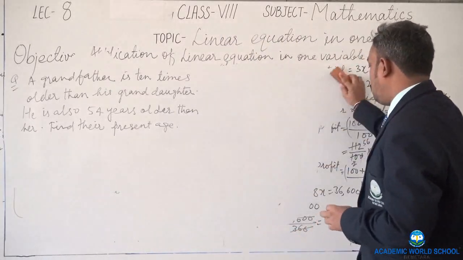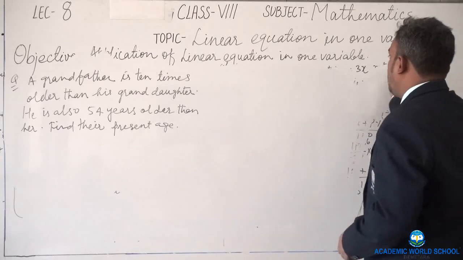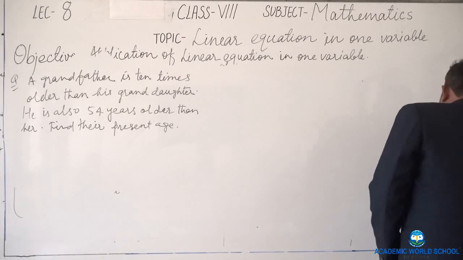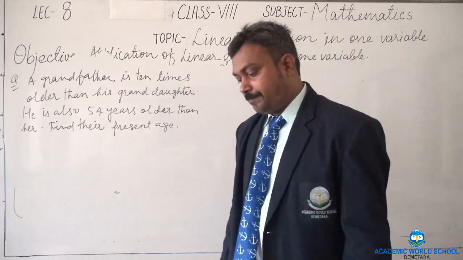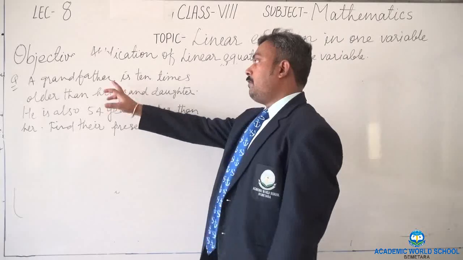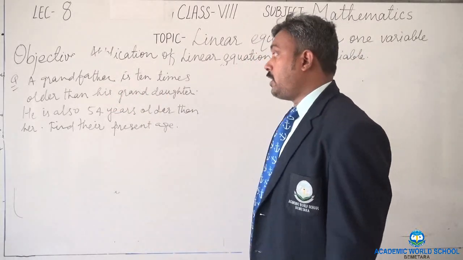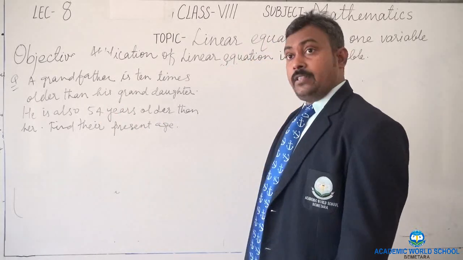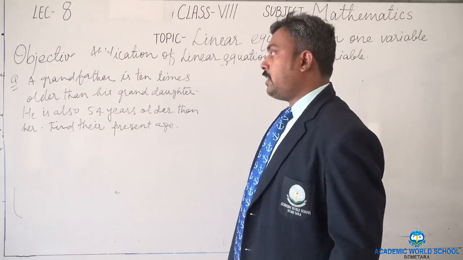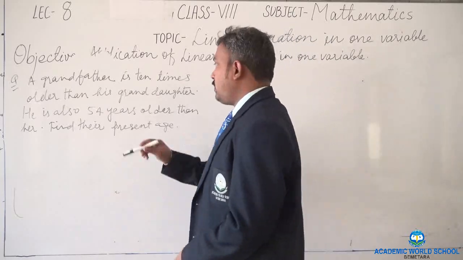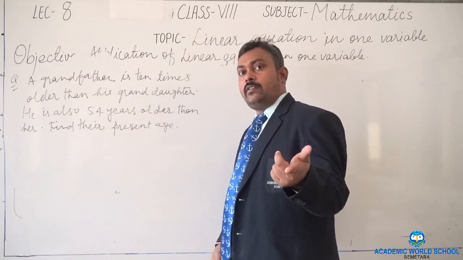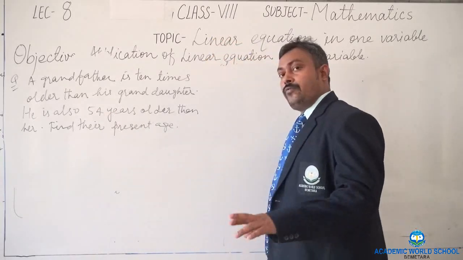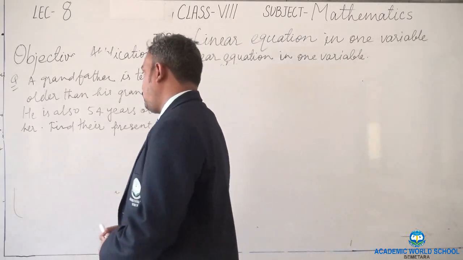I will just form the equation. You will solve the equation and you will verify the result. Right. So see that. What is given here? The first thing given is that the grandfather is 10 times older than his granddaughter. Then another statement is given that he is 54 years older than her. Using the first statement, we are going to write a mathematical statement, and using the second sentence, we are going to form the equation. See that.